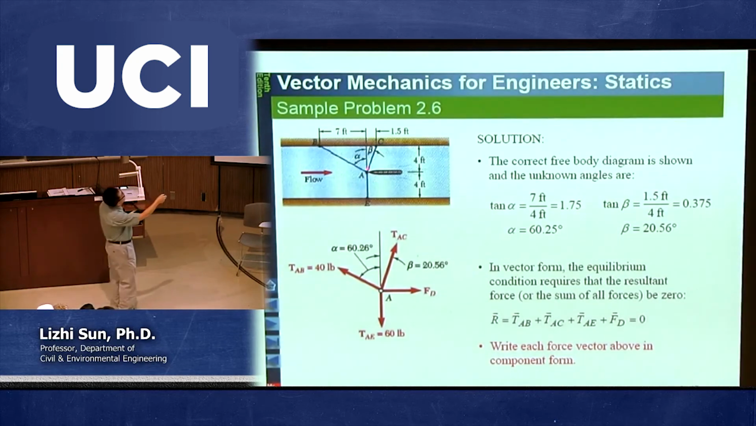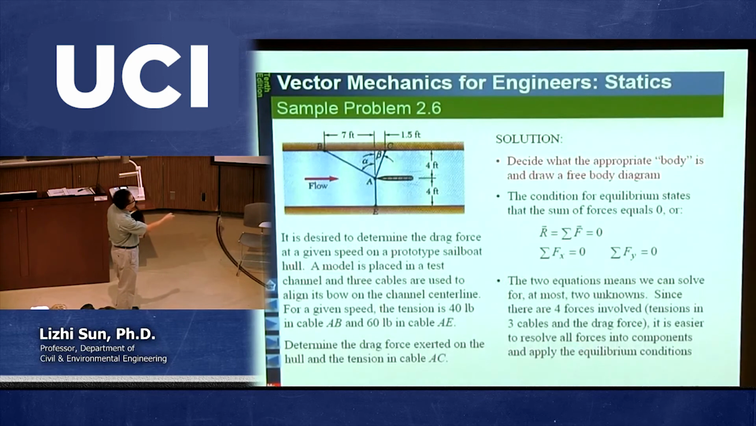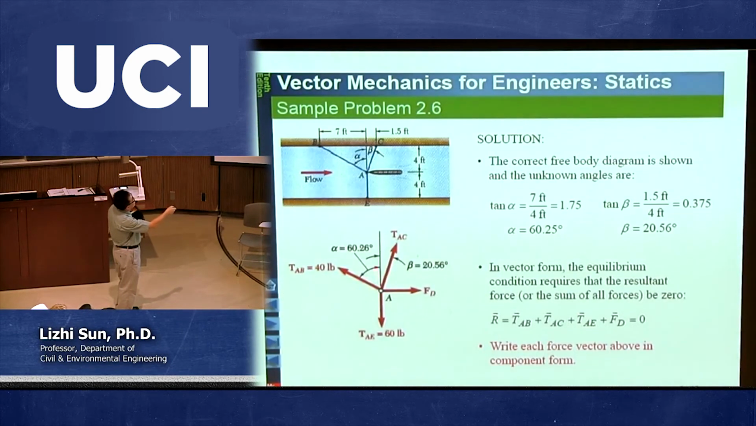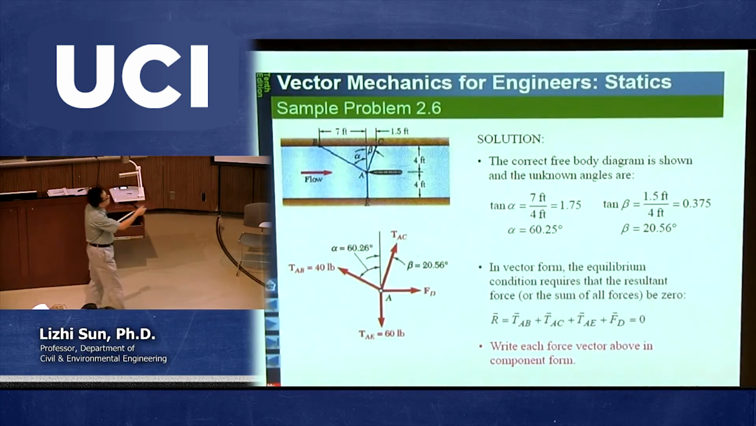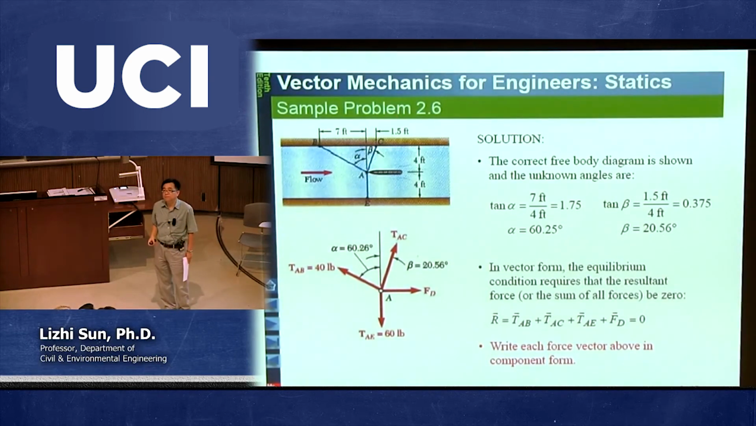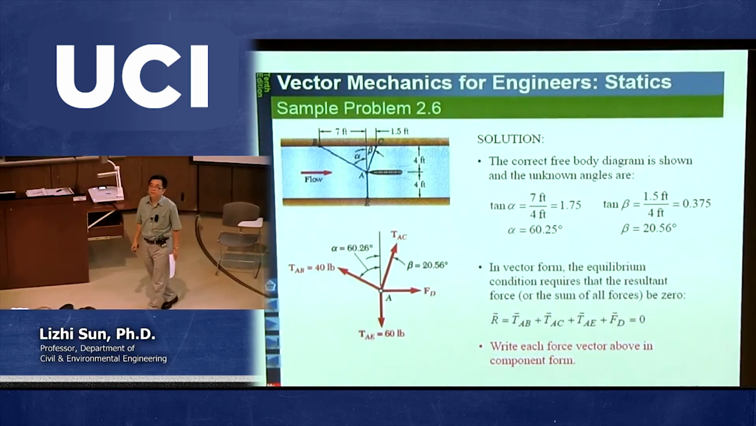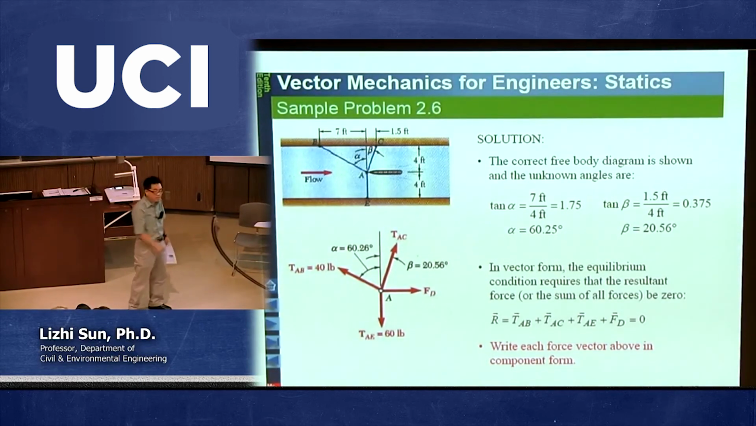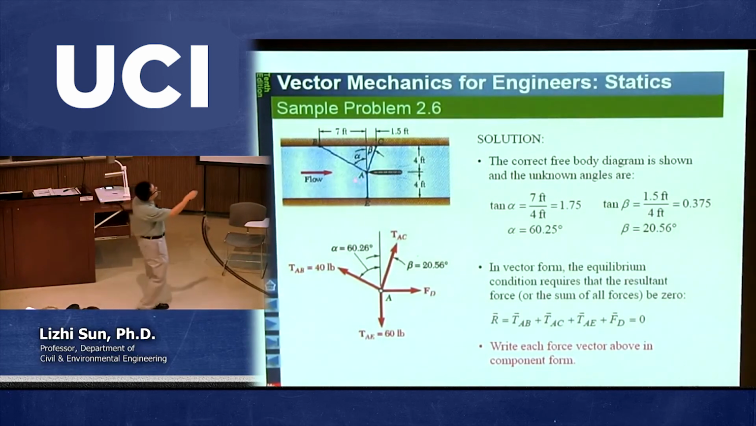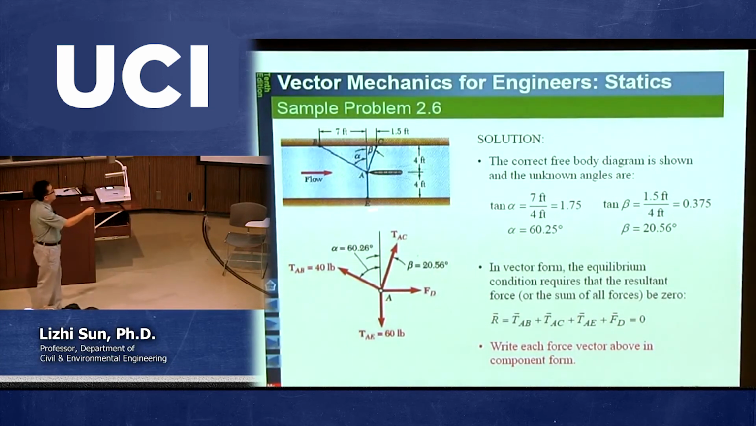Number 3, there's another cable, cable AB. The magnitude of cable AB is given as 40 pounds, so we put 40 pounds, and this angle is given. This is called alpha. Later on we can calculate alpha very easily from the geometry. Another cable is AC. We do not know the magnitude of cable AC, so you give it a symbol. You call it FAC, or TAC, whatever symbol you like. The angle is called beta, and you put beta here. No other forces, and all together these form the free body diagram at that point.